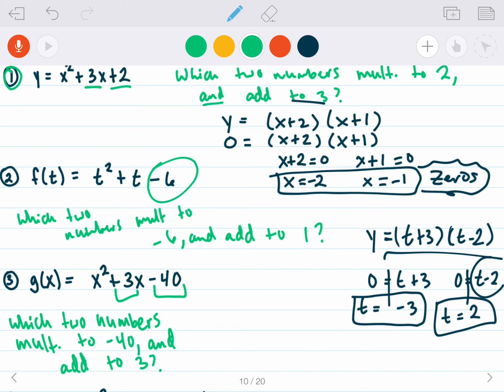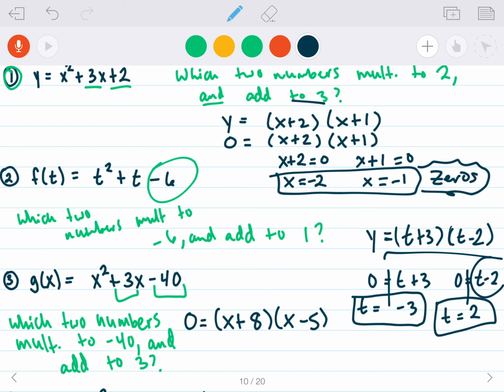Let's see. Well, negative 8 and positive 5 make a negative 3. So a positive 8 and a negative 5 make positive 3. So our answer here is x plus 8, x minus 5, right? Positive 8 and negative 5 make a positive 3, and positive 8 times negative 5 multiplies to negative 40. All right, so that was our first step.